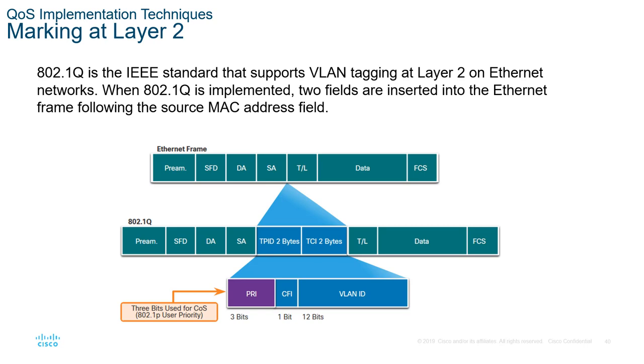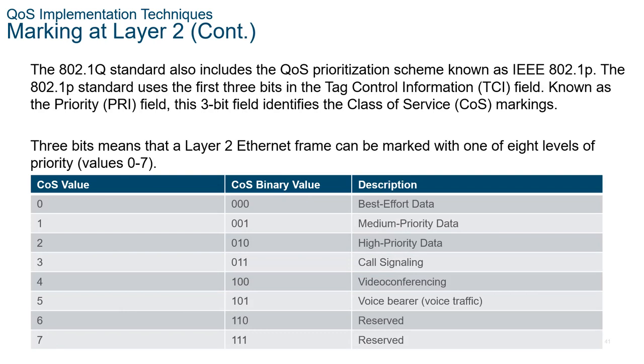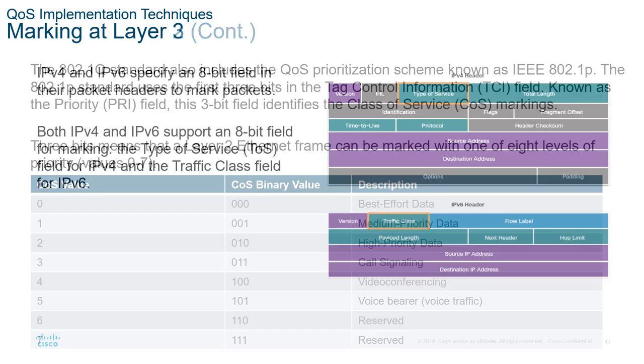So what are some of the QoS values? Well, there are 3 bits of options, so there are values 0 through 7. And again, best effort, medium, high priority, call signaling, video conferencing, voice bearer, or reserved options. These allow us to flag that bit accordingly.